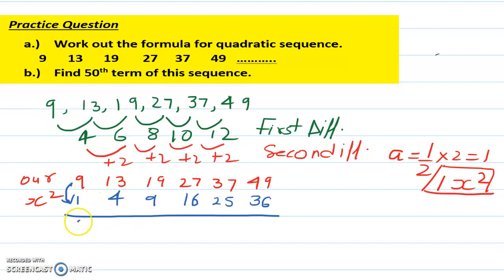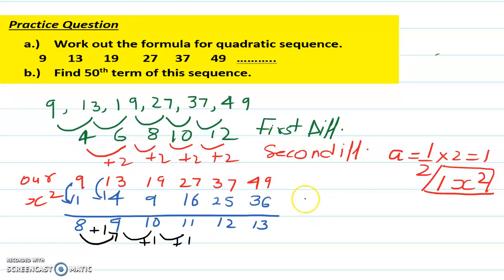So if you take away the bottom from the top sequence, 9 take away 1, we have got 8. 13 take away 4, we have got 9. So let's write down 9, then 10, then 11, and so on, 12 and 13. So what will you do so that you can get 9 from this term 8? The answer will be plus 1. 8 plus 1 is 9. 9 plus 1 is 10. And it is plus 1.